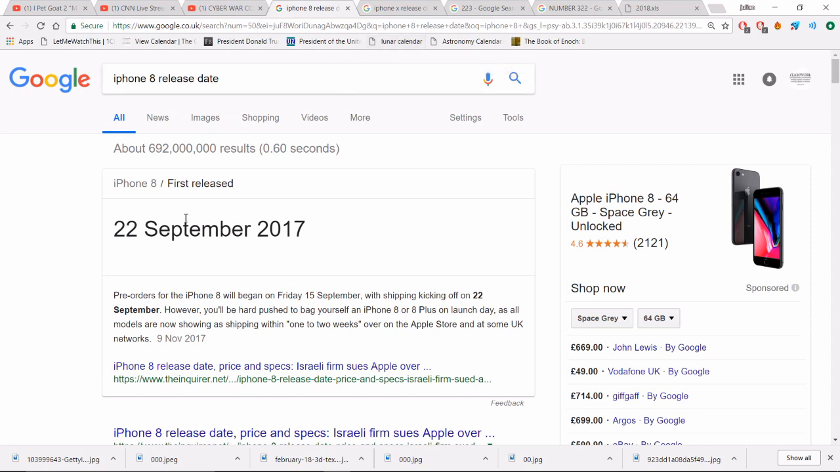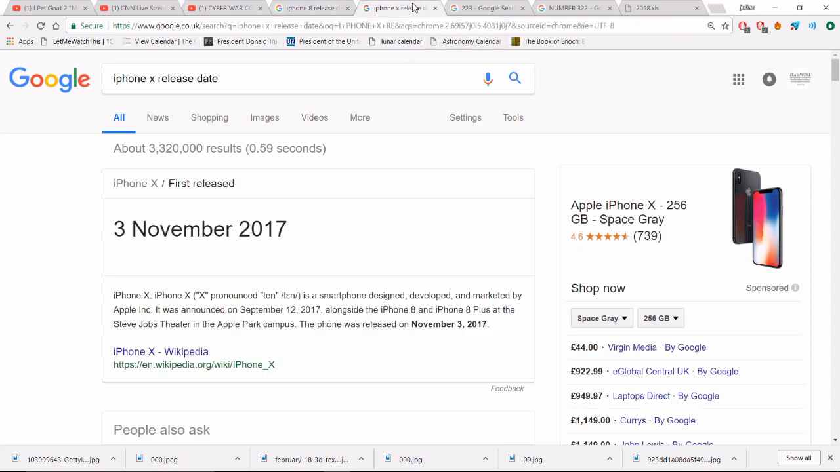Not only that, but they released the iPhone 8 in September, which is the 9th month, and they released the iPhone X in November, which is the 11th month. If these are subliminal messages, then we've got a reference to 9/11 just there, and then another reference to 18 in terms of iPhone 8 and iPhone X.